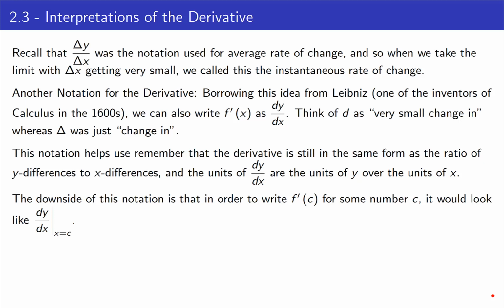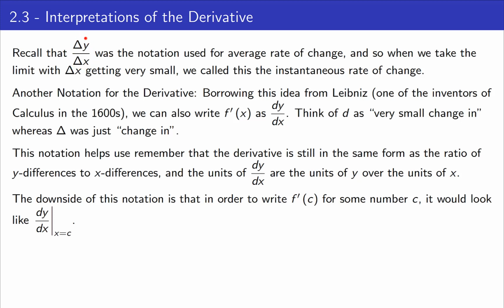In this lesson, we're going to talk about interpretations of the derivative. First off, we're going to create another notation for a derivative. Right now, we're using this f prime of x notation that we've been working with to think of the derivative as a function. But another way to think about the derivative is to remember that we had the average rate of change where we looked at it as delta y over delta x.